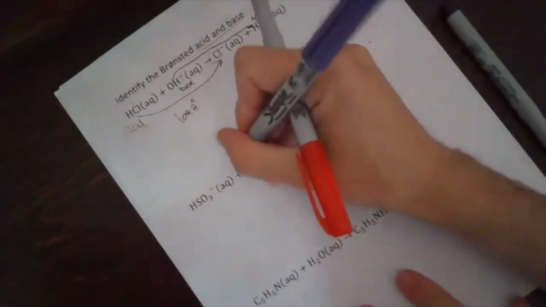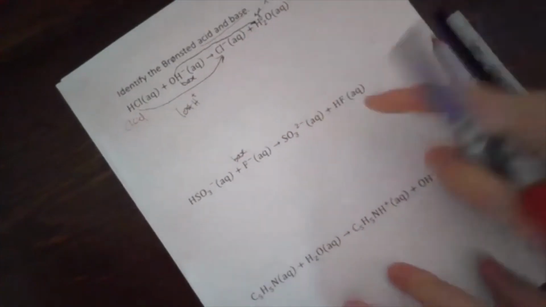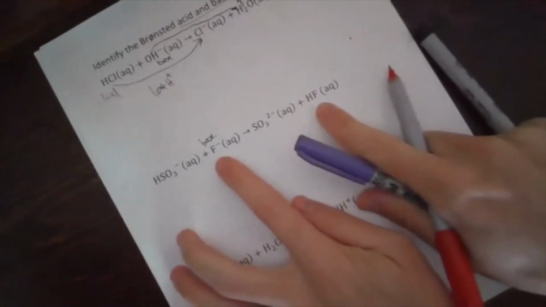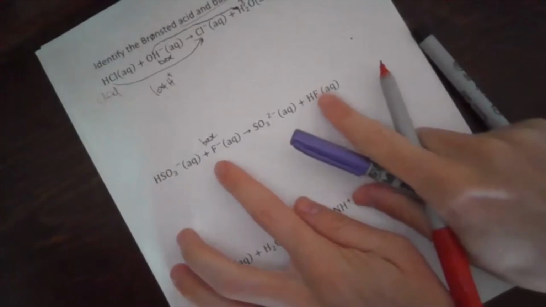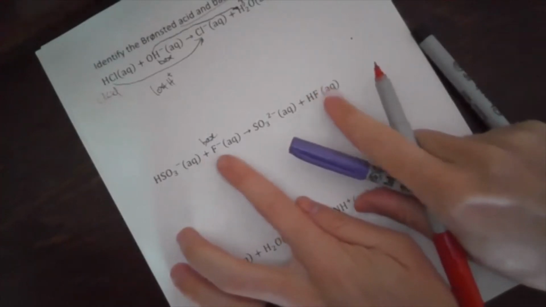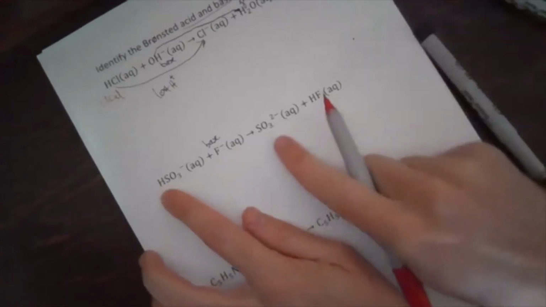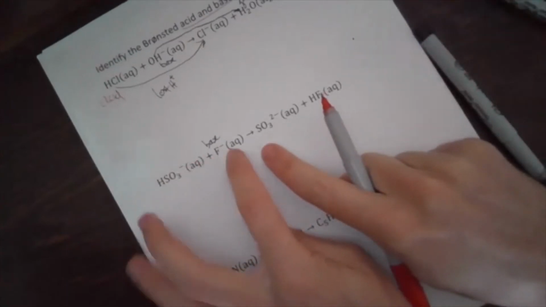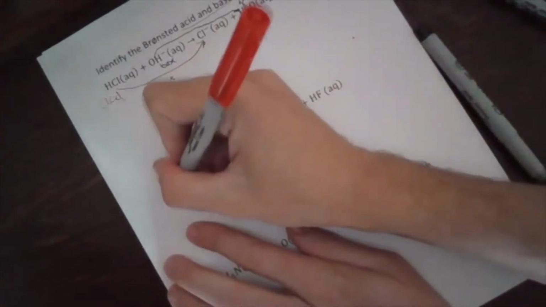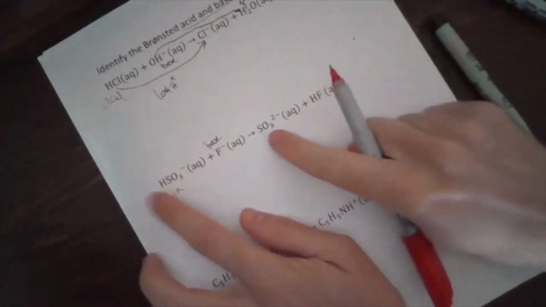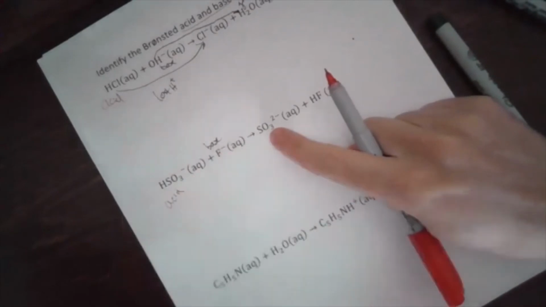So that means F minus has to be the base, which is consistent with the fact that the fluorine on the product side has an extra H on it, right? It gained an H plus. And by process of elimination, if this is the base in the reactant, this has to be the acid in the reactant. And we can see that it has in fact lost an H plus. It's donated the H plus over to the F minus.